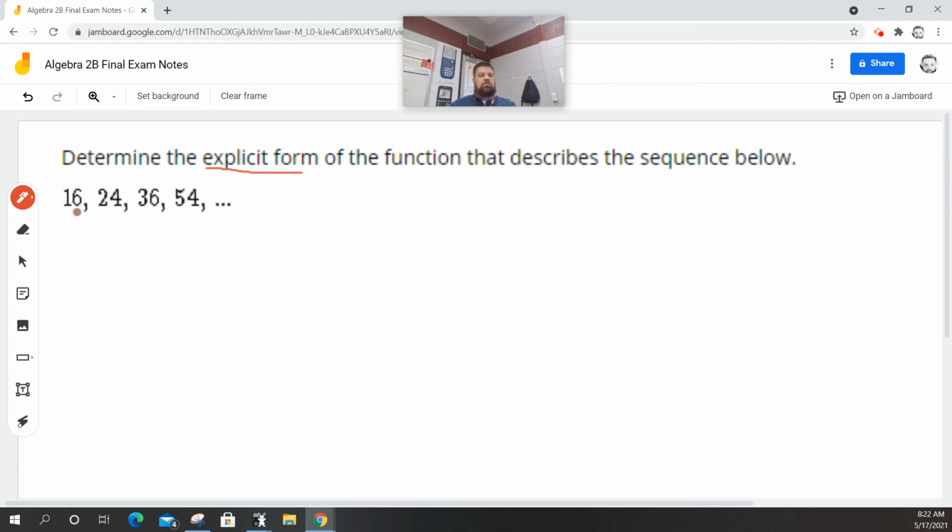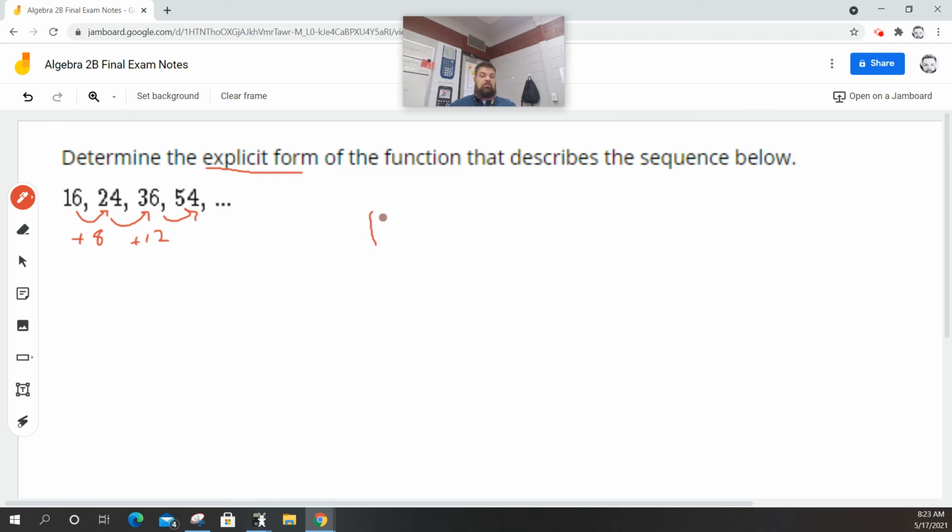So in other words, to go from 16 to 24, I add 8, but then to go from 24 to 36, I have to add 12. And then to go from 36 to 54, it's not 12, right? So I must be multiplying by something. And that means it's geometric.